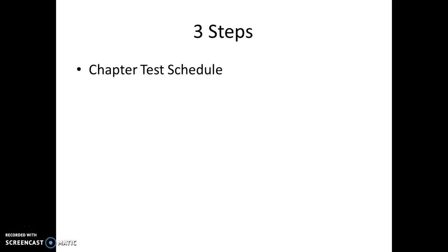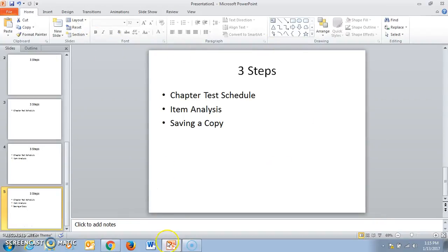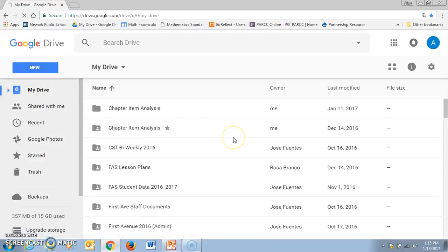The first step is to check the schedule for the chapter tests, make sure that you are on time with your pacing, you filled everything in, and that you are accessing the appropriate chapter test. Then it's to locate the item analysis form and input your data. And then lastly, you should always save a copy onto your desktop. So here is the process. Let's see if my computer will cooperate this time.